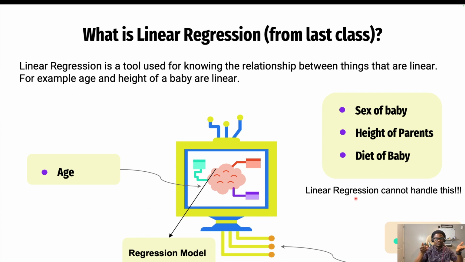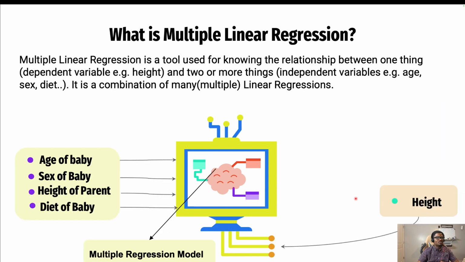Like for example, the height. There are so many things that can affect the height of a baby, right? So that is kind of the limitation of linear regression, and that is where multiple linear regression comes in. Multiple linear regression is just like two or more linear regressions, just as the name says.